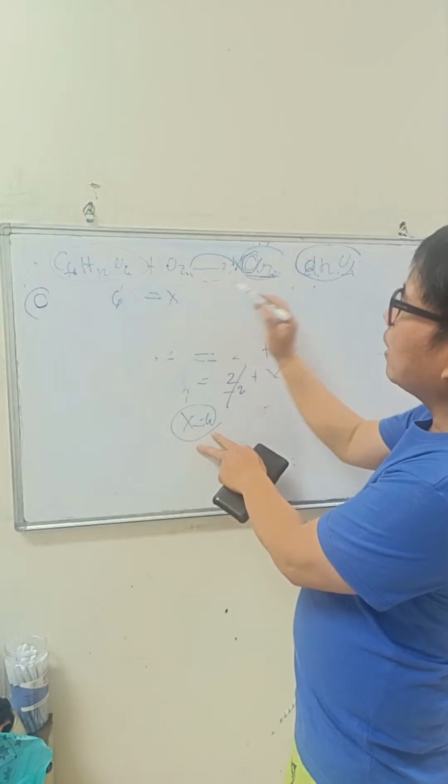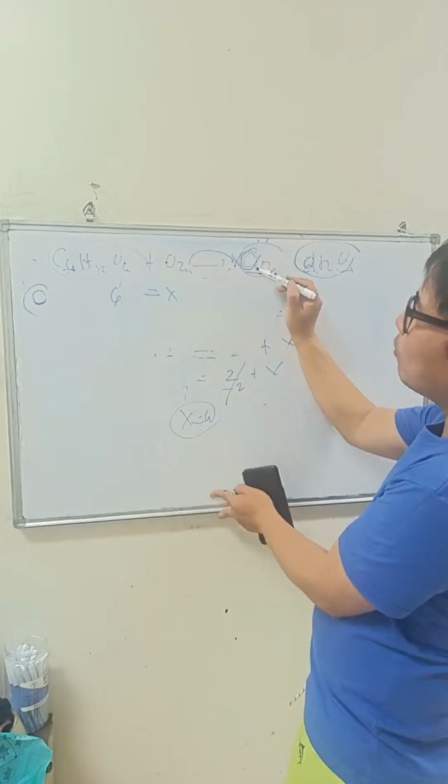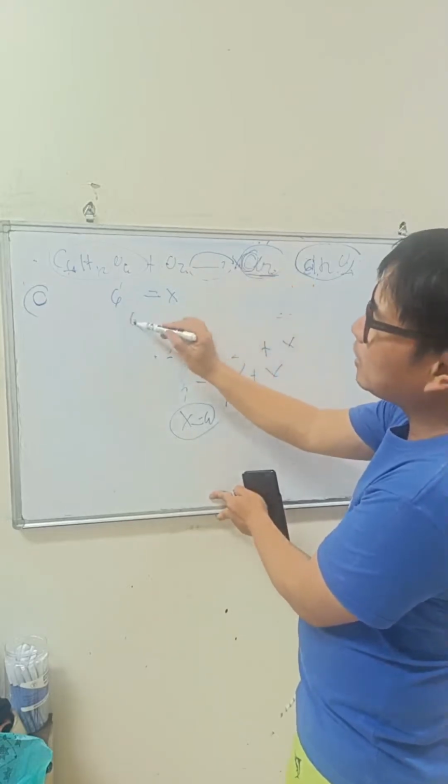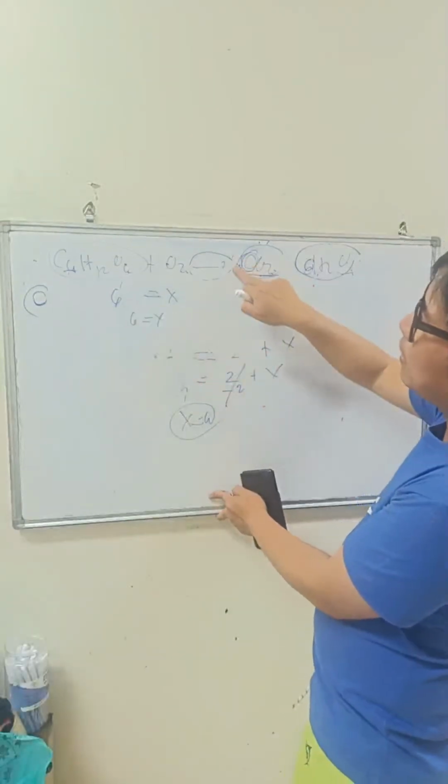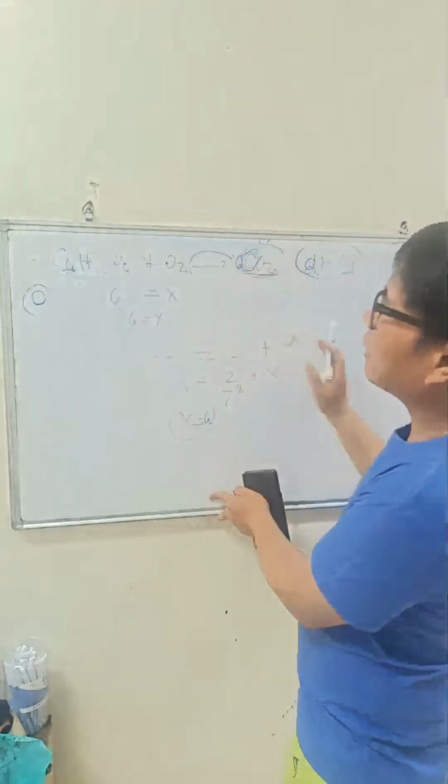The carbon doesn't have a subscript, so meaning it's just 1 times x. So therefore 6 is equal to x. So replace it with 6. So 6 carbon, 6 carbon. You get the point?